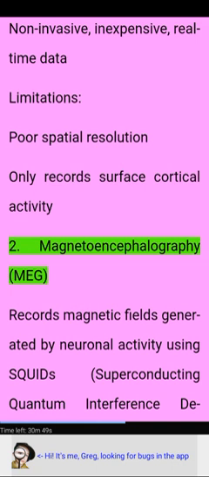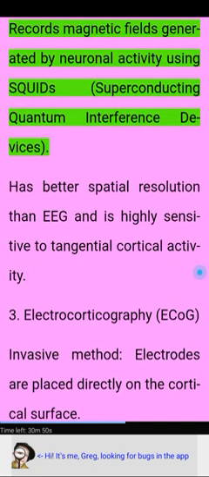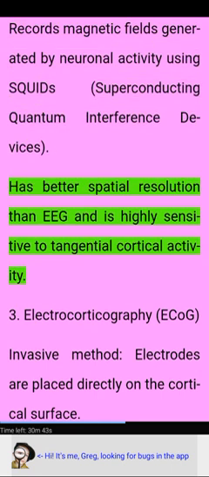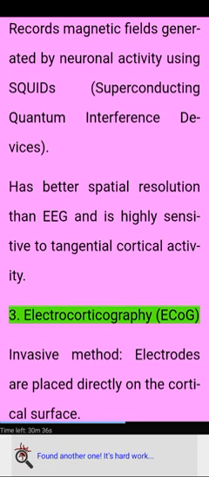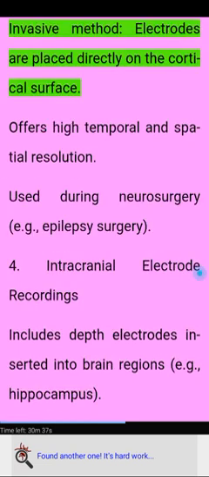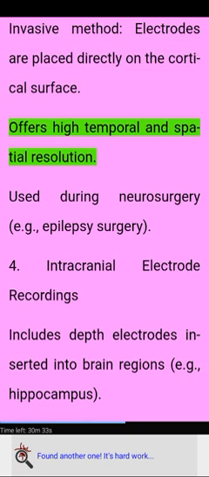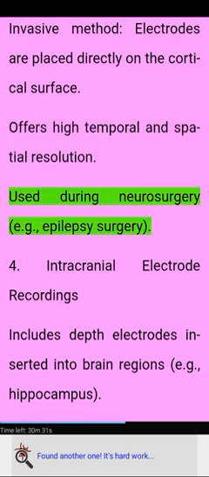2. Magnetoencephalography (MEG). Records magnetic fields generated by neuronal activity using SQUIDs, superconducting quantum interference devices. Has better spatial resolution than EEG and is highly sensitive to tangential cortical activity. 3. Electrocorticography (ECoG). Invasive method. Electrodes are placed directly on the cortical surface. Offers high temporal and spatial resolution. Used during neurosurgery, e.g., epilepsy surgery.